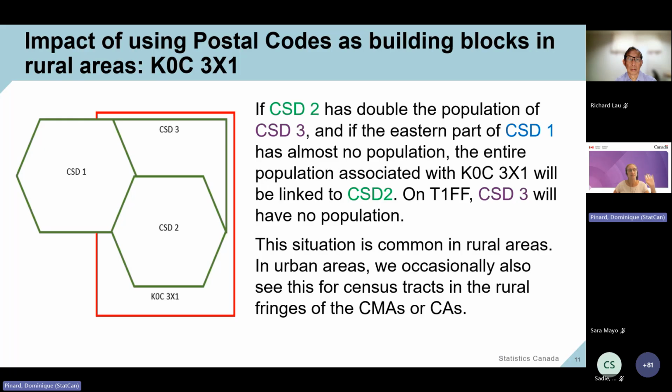Usually we refer to that as coverage. So for example, we would compare the TIF population to the census population by CSDs, and where there are fewer people on the TIF than there are on the census, we would talk about under coverage, and more people on the TIF than on the census would be over coverage. This type of situation, even though I said that K0C3X1 could be any postal code really, does happen more in rural areas. So that kind of covers the census geography on the TIF.